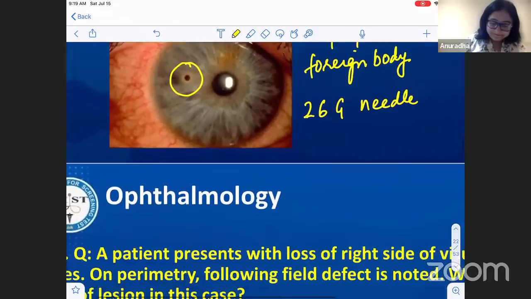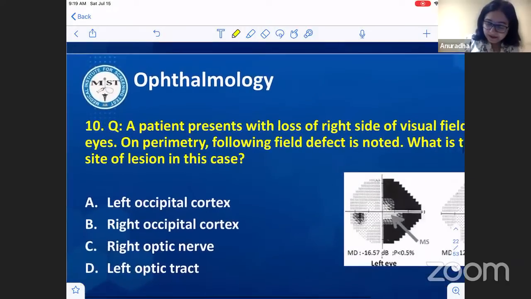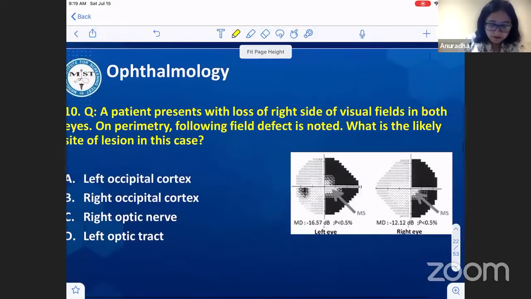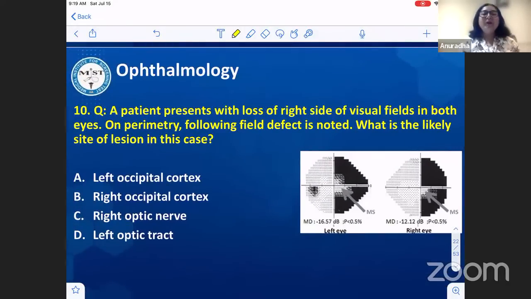Fine. Okay, beta, moving on to the next question. Another favorite topic of the examiner. A patient presents with loss of right side of the visual field in both eyes. On perimetry, the following field defect is noted. What is the likely site of the lesion?